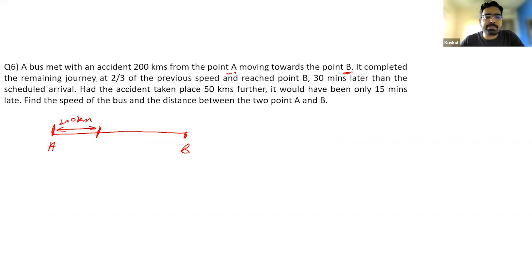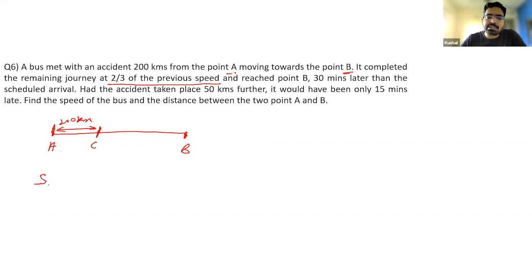It completed the remaining journey with 2/3 of the previous speed. So whatever was the speed of the bus over here, it is now going to travel the rest of the distance with 2/3 of the speed. Now distance is going to remain the same between CB. Earlier also it had to travel the distance CB. Now also it has to travel the distance CB, right?